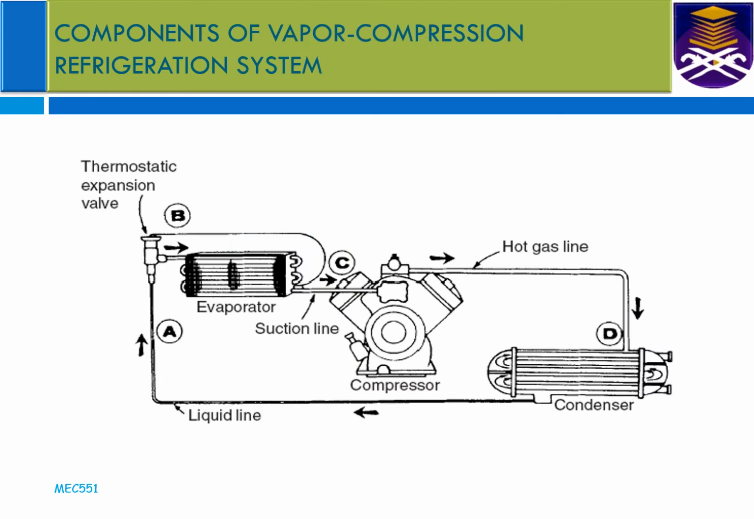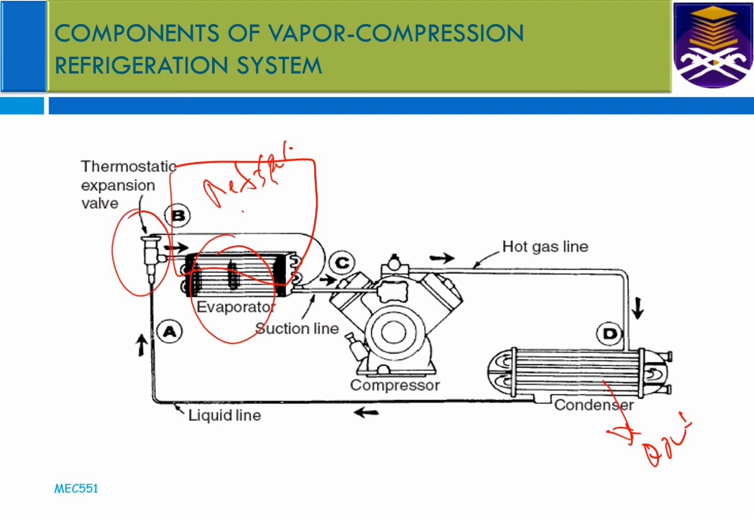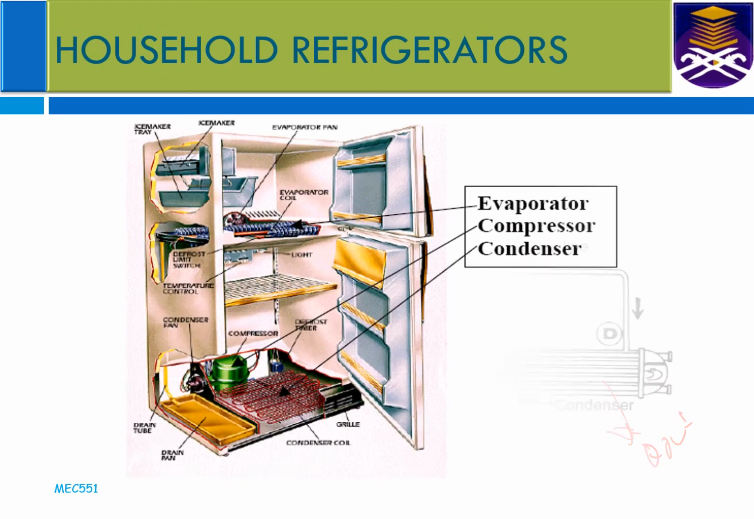So these are the basic components of a domestic refrigeration system, whereby you have a refrigerator, and it absorbs the heat from the refrigerated space. Then the refrigerant is compressed in the compressor, after that the heat is rejected in the condenser, and then it expands in the expansion valve. So this is a household refrigerator.